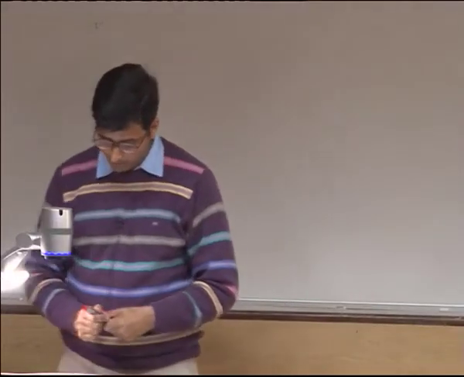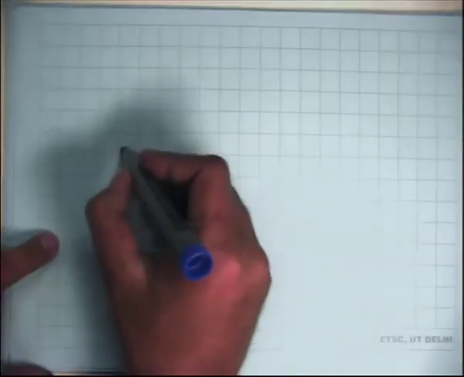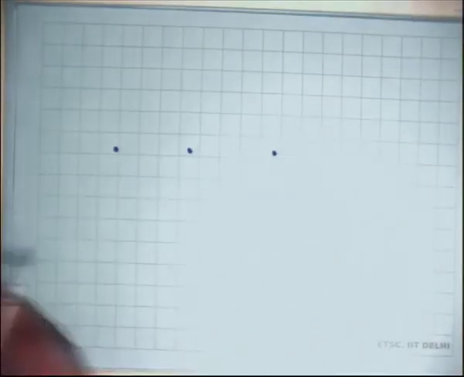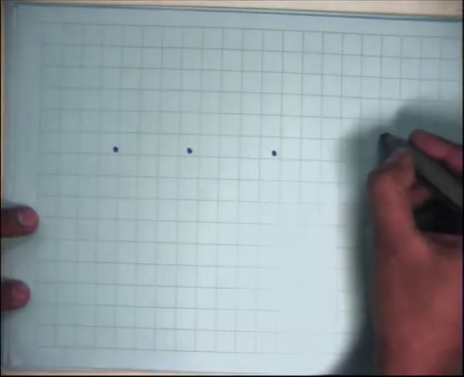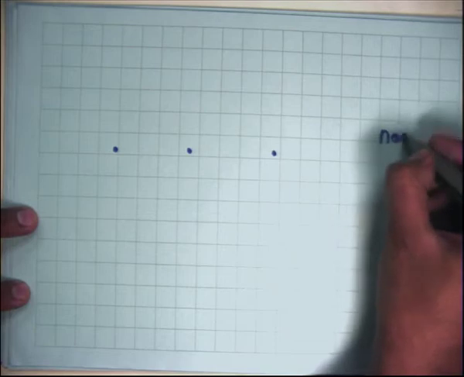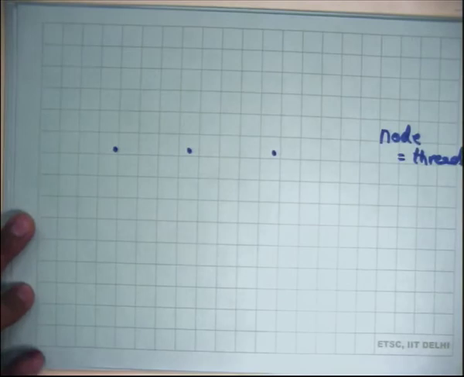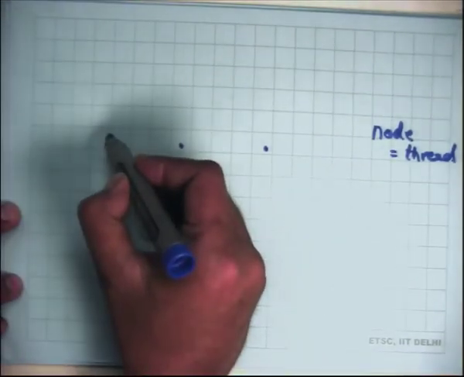In other words, if a deadlock occurred, let's say I were to draw a graph, where each node in this graph is equal to a thread. And let me draw edges in this graph.